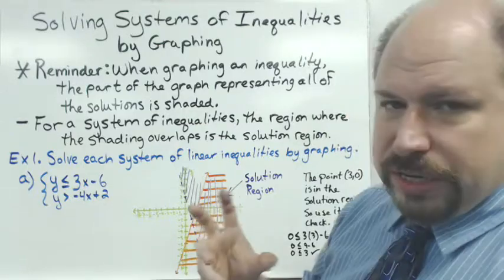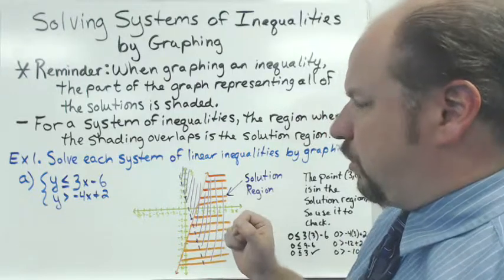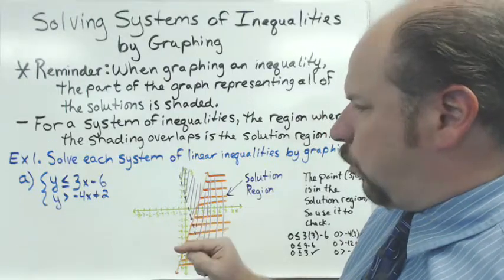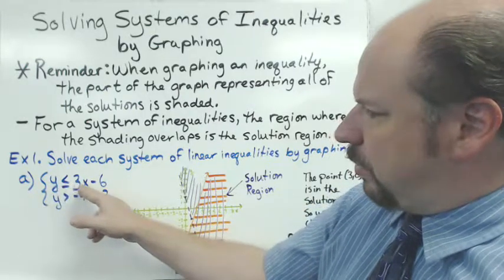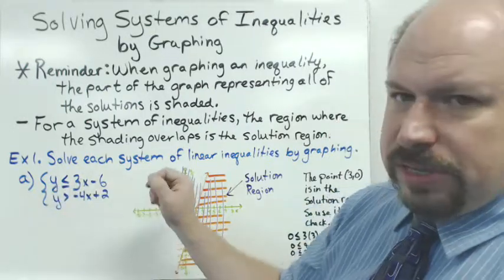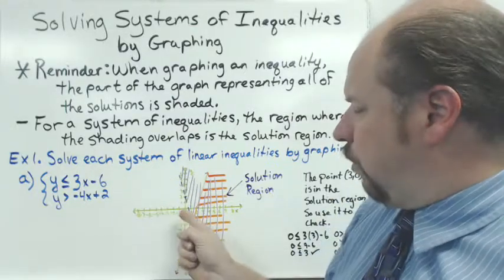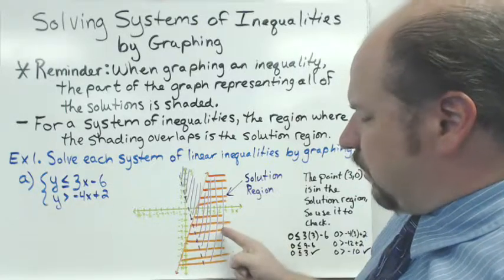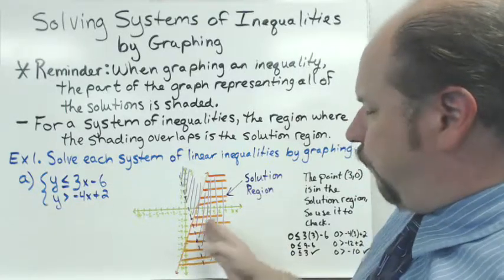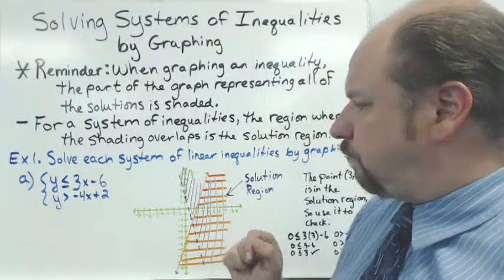And now for our shading, we have to remember which side of the graph we need to shade. So I use the test point 0, 0. Let's see if it works. Is 0 less than or equal to 0 minus 6? So 0 is less than or equal to negative 6. Well, that one is not true. So this is not in our solution area, so it must be the other side of the line. So I have shaded over here to the right of this line.